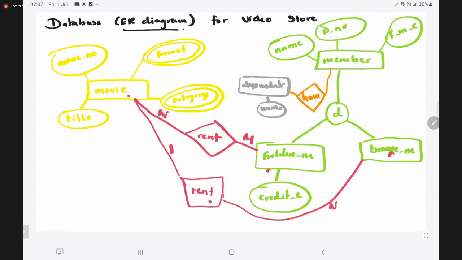One member can have more dependents. One dependent can have only one member. Yes.